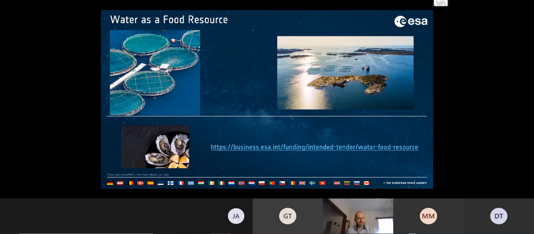The first one is water as a food resource. In this aspect, we have four main areas of focus. The first one is fish farms and fishing in remote locations. The second area of focus is precision fishing. The third is new food from the oceans. And the fourth and last one is safety and transparency.